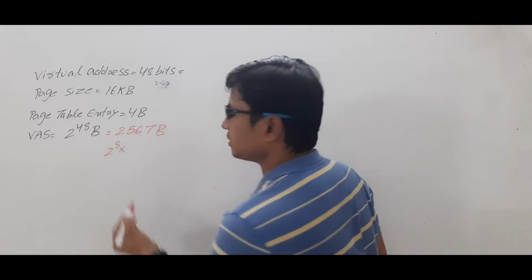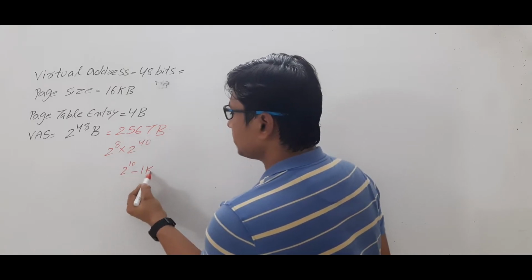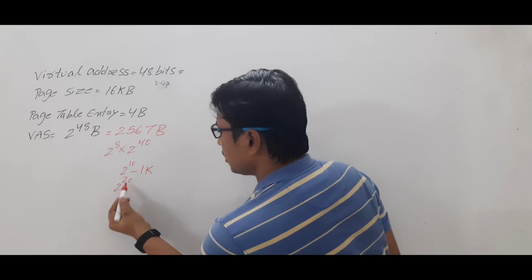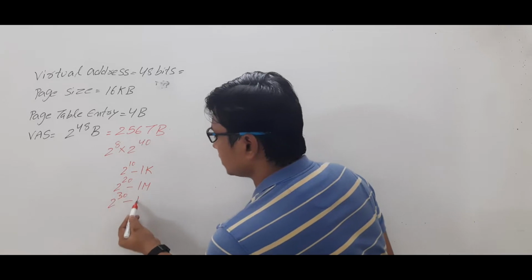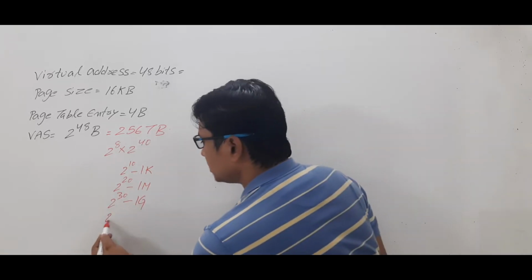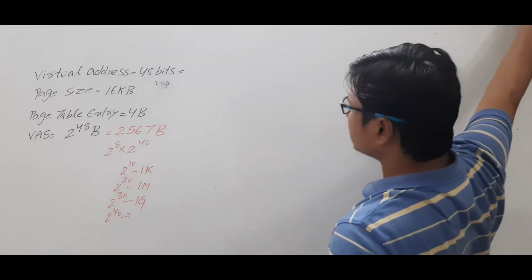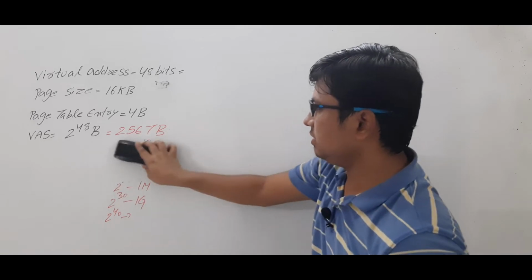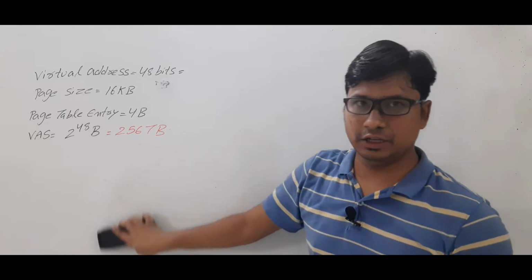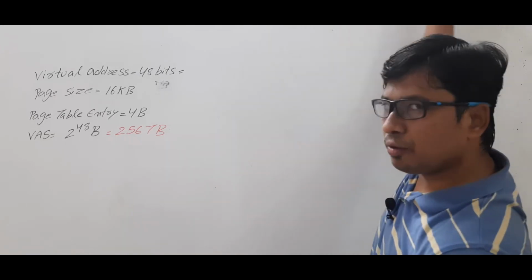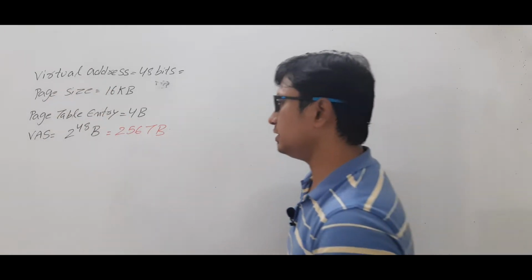I can write it as 2 power 8 into 2 power 40. See, 2 power 10 is 1 KB, 2 power 20 is 1 MB, 2 power 30 bytes is nothing but 1 GB, and 2 power 40 is 1 terabyte. So you have a process of 256 terabytes. Is it clear? If you have a process of 256 terabytes, do we have main memory of that much size? Obviously not, so we have to go for virtual addressing. That's why they gave the virtual address concept.